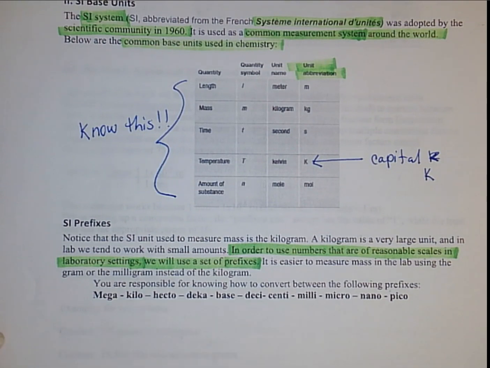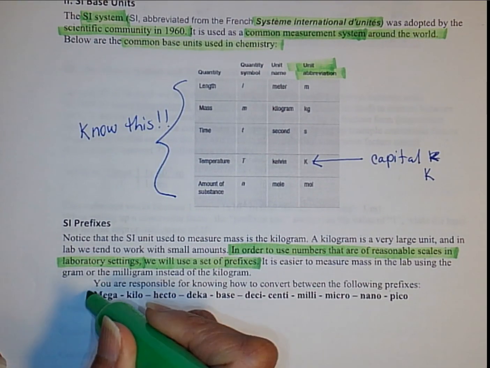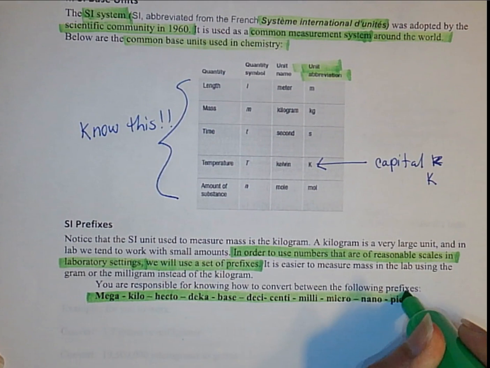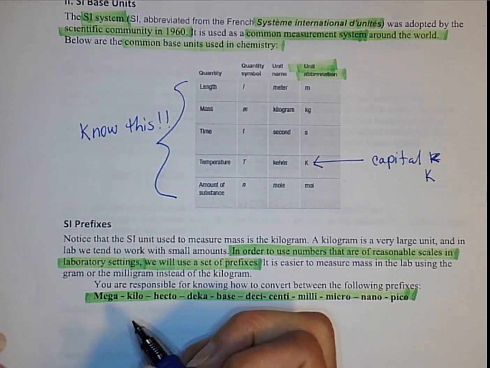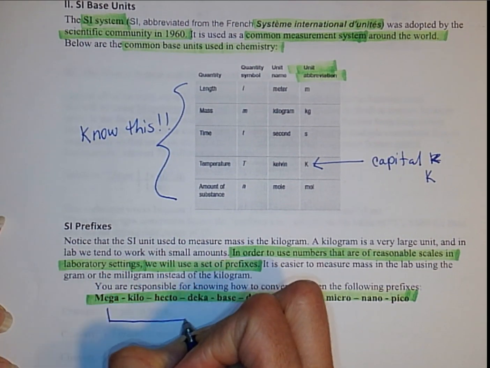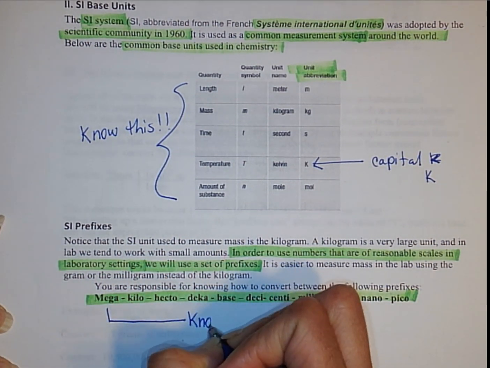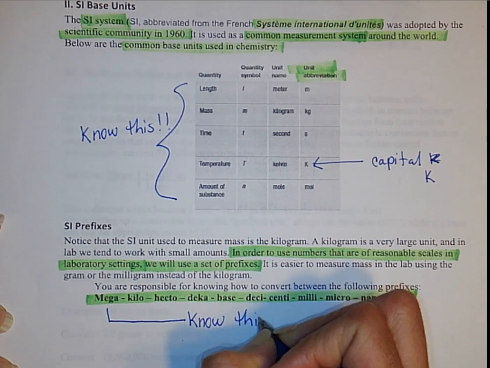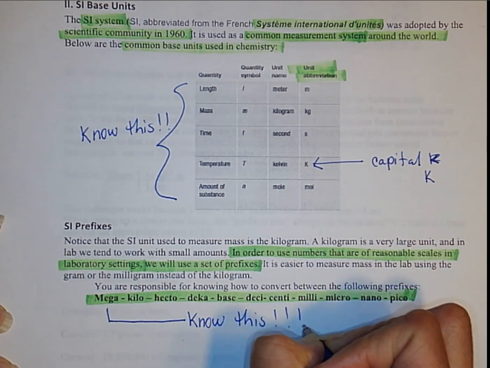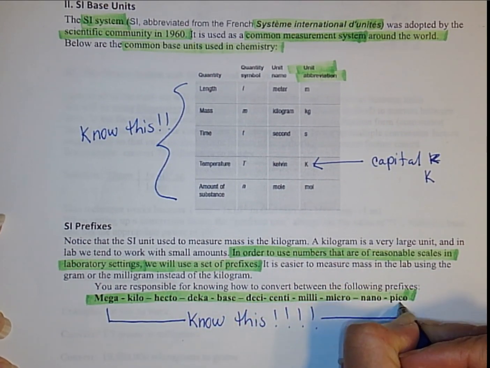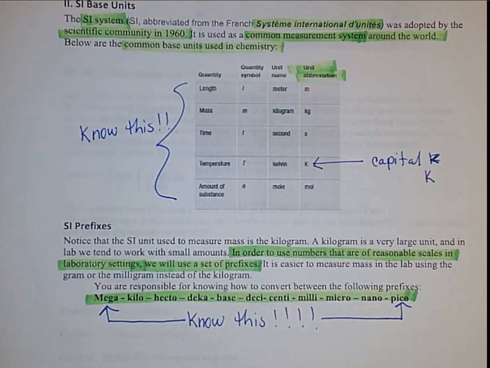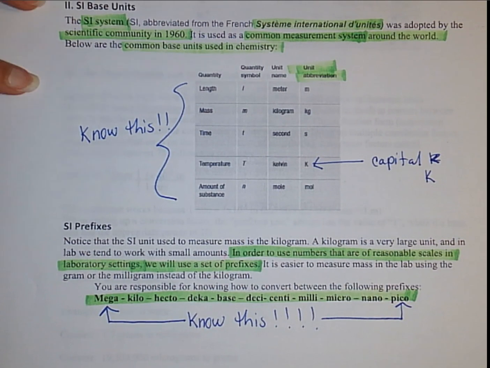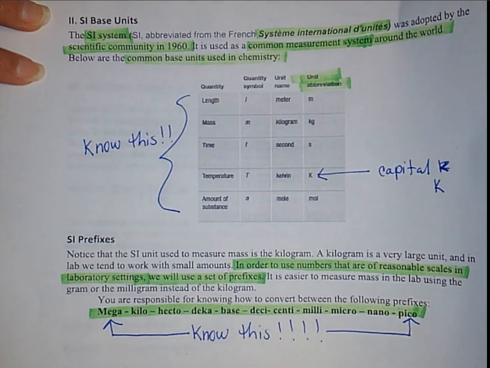So we came up with something called the SI prefixes. As far as you are concerned, you do need to memorize these prefixes. So you really want to know these. Can't emphasize it enough: if you don't learn this, you're going to have a really hard time with chemistry math. Okay, so let's move on to the next page.